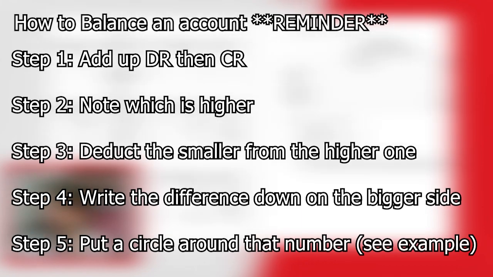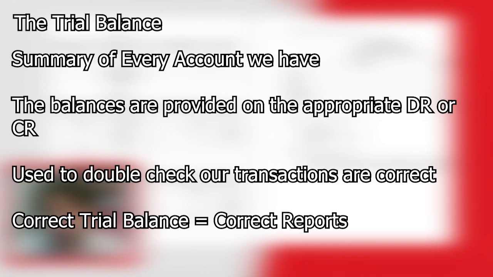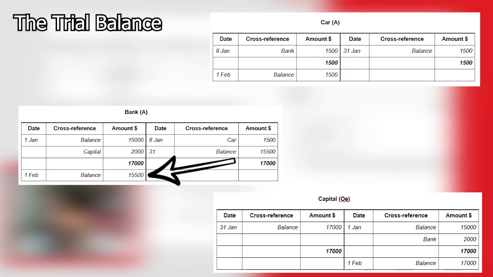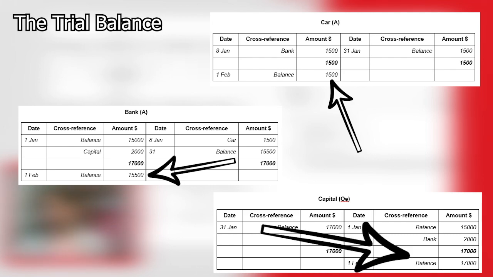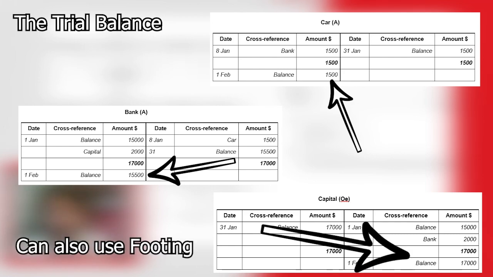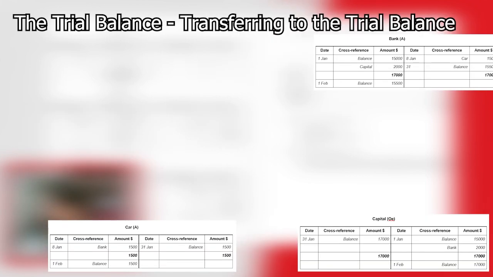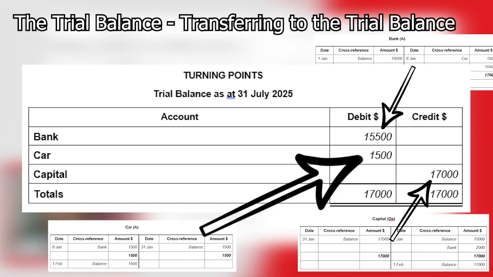So let's wrap this up. Let's do the trial balance. The trial balance is a summary of every account we have. So you can see here, if we look at the previous balances, we see bank debit 15,500, car debit 1,500, and capital credit 17,000. You write the balances in each, and you can get that from footing or balancing, either or. But we total them and we see 17,000 on both sides. That means the transactions we put in, we did correctly.